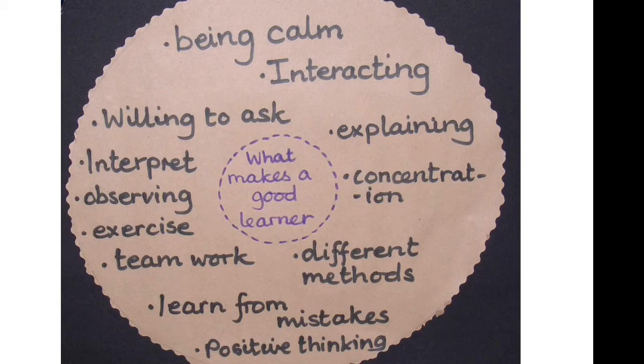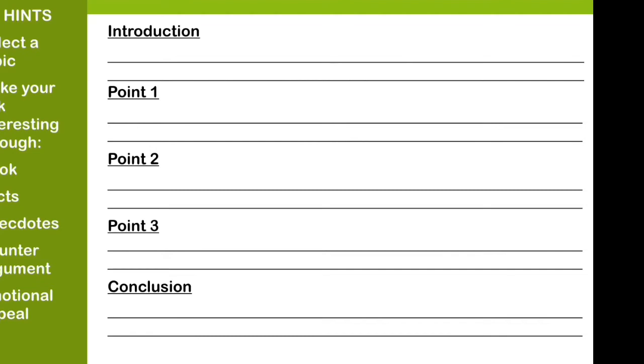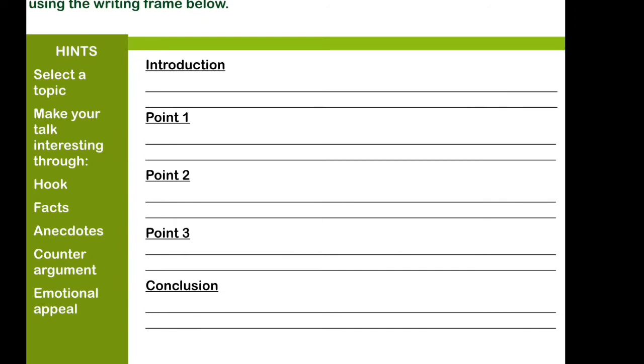of what would make a good learner and what are the things that I would like to talk about if I was giving this presentation. I would like you to have a go at doing this now for yourself, linked to the topic that you previously chose. So please use the information from your circle map to write up your presentation using the writing frame below. I have given some hints, so select your topic. You should have done that already.